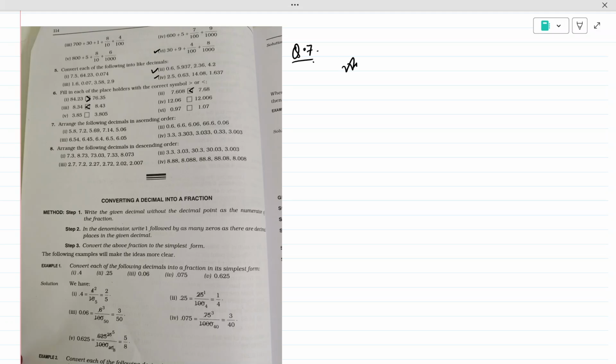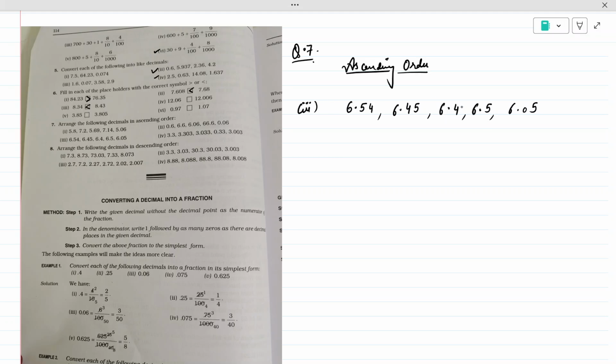So we have to arrange these numbers in ascending order. And again, we have to use the comparison rules. I'm picking the third question here, which has the numbers 6.54, 6.45, 6.4, 6.5 and 6.05. Okay, so kids, if you see all these numbers, the whole number is everywhere equal.